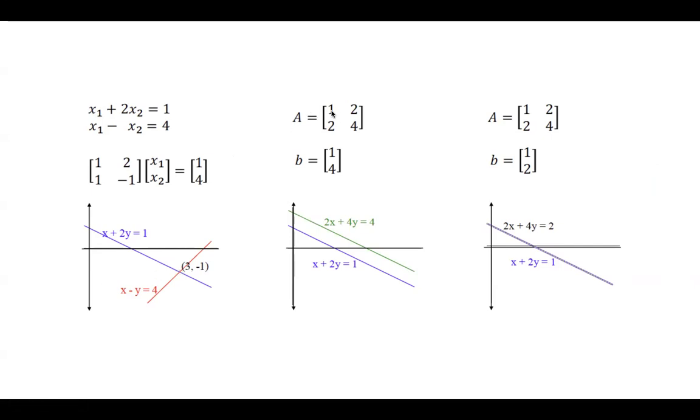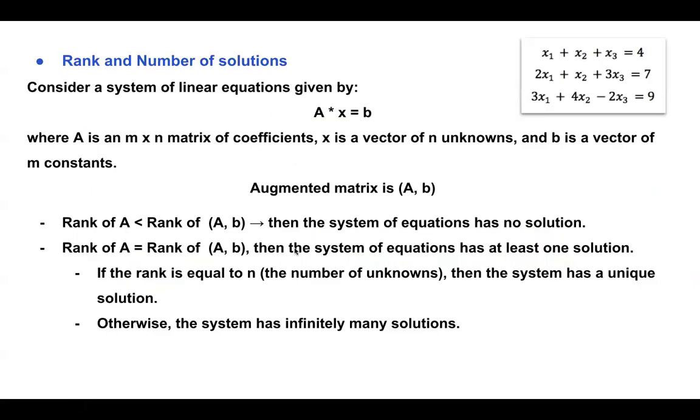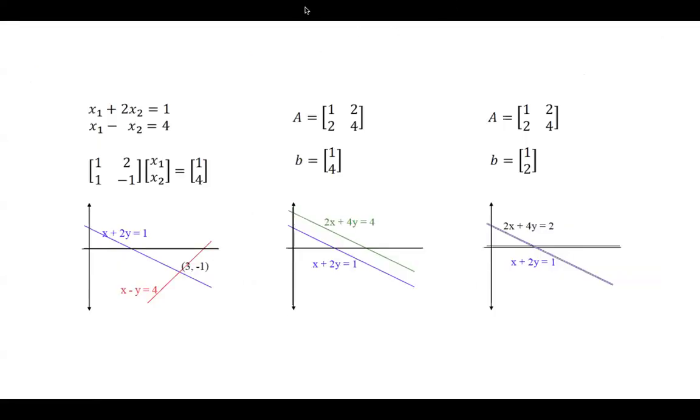Now we have another system where A is 1, 2, 2, 4 and B is 1, 4. If you try to find the rank of these two matrices, you will get this case where the rank of A is less than the rank of AB. I can just show you that also once.